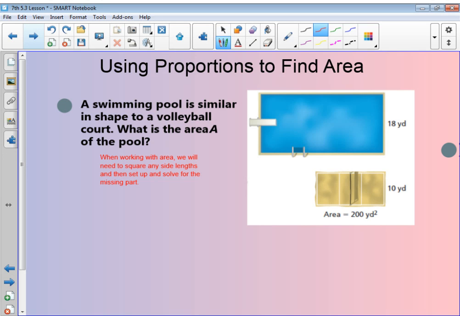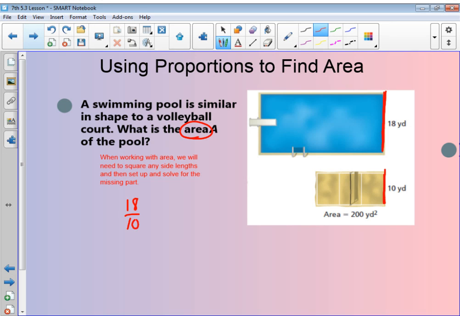Okay, so here it says a swimming pool is similar in shape to a volleyball court. What is the area A of the pool? Okay, so here, if I were to do the ratio, I'm going to go ahead and set this up, the ratio of each of these to each other. So if I set that up, I'm going to do 18 to 10. It doesn't really matter. We'll do 18 to 10. Now, because I am working area, I have to remember the steps that I did in our previous lesson, and that's I have to reduce, and then I have to square.